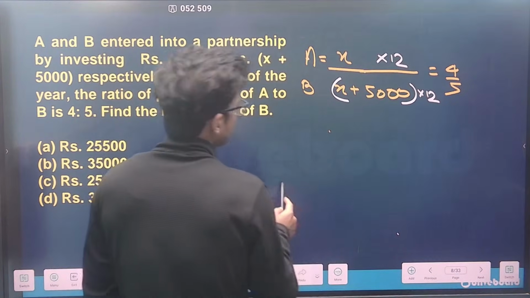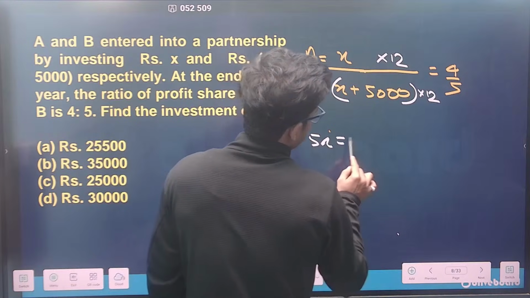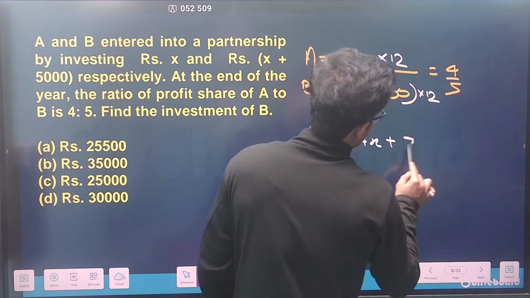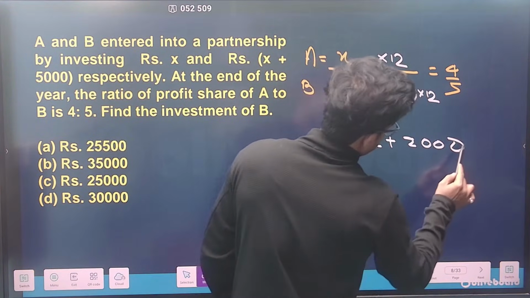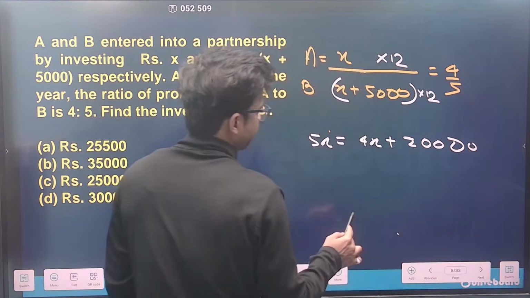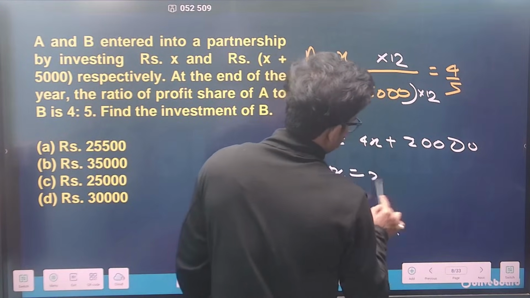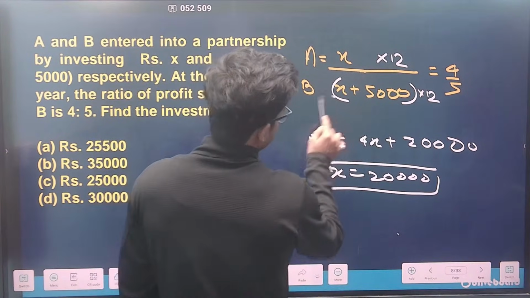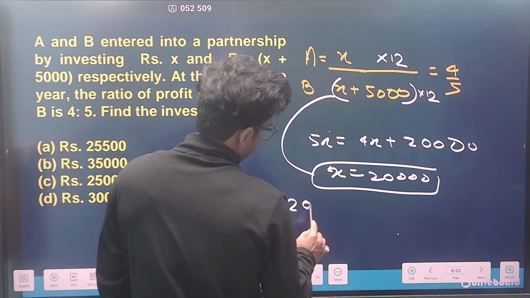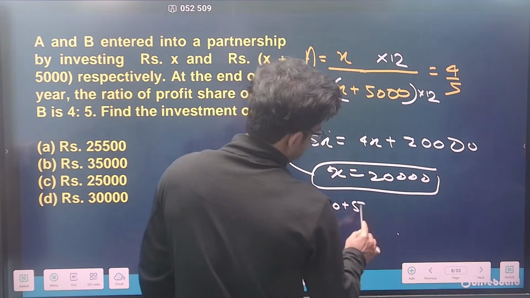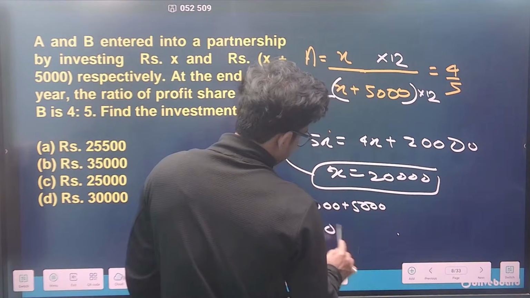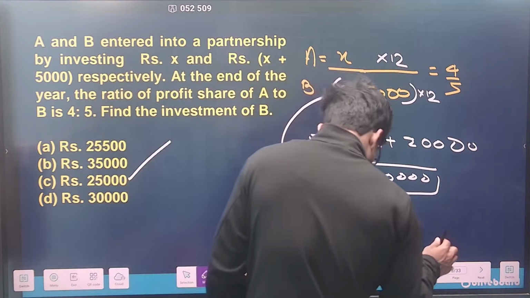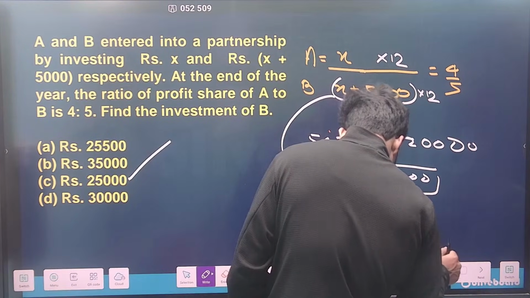Now you will cross multiply it, which is 5x equals 4x plus 20,000. X equals 20,000. From here they're asking what? B. B is basically X plus 5,000, so 25,000. That's great, option C. So many of you are answering.